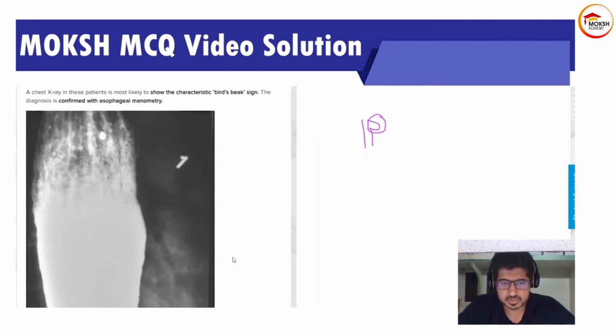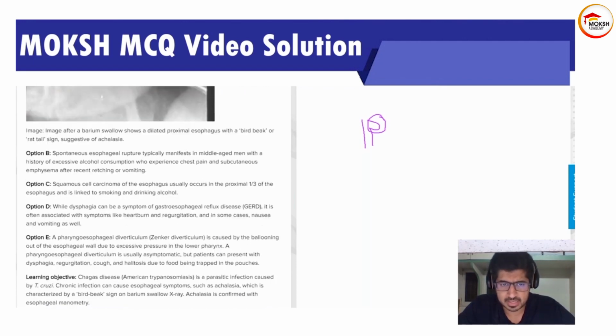And this is your barium swallow, which is showing you achalasia. Rat tail sign, as it is mentioned.